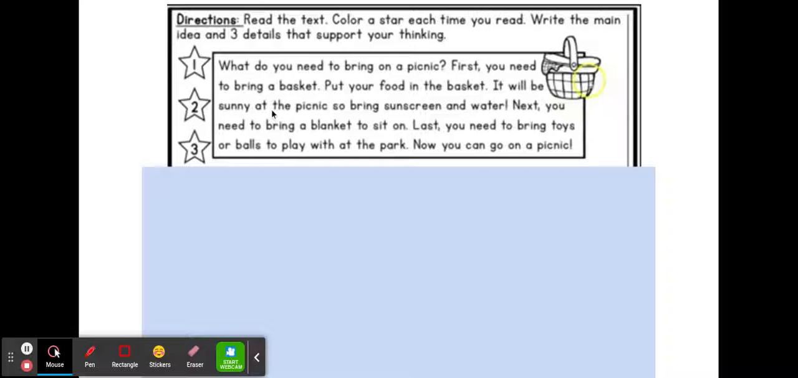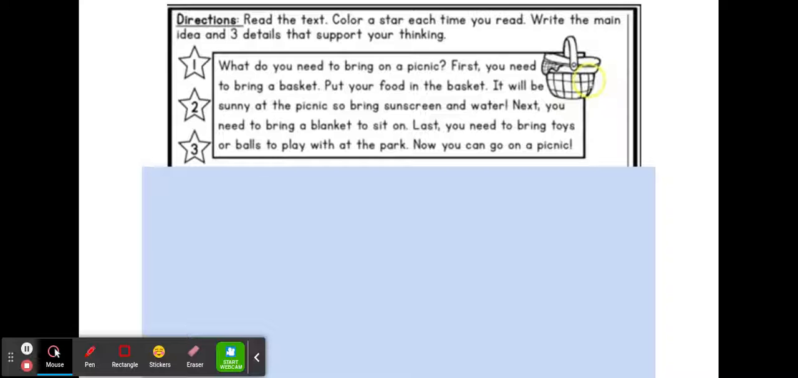says, what do you need to bring on a picnic? First, you will need to bring a basket. Put your food in the basket. It will be sunny at the picnic, so bring sunscreen and water. Next, you'll need to bring a blanket to sit on. Last, you'll need to bring toys or balls to play with at the park. Now, you can go on a picnic.